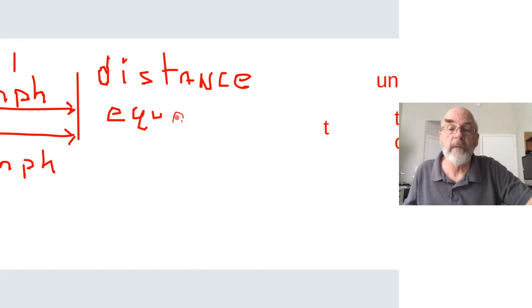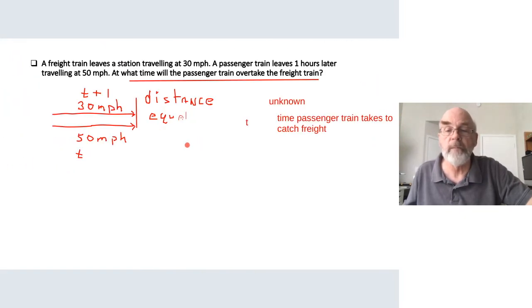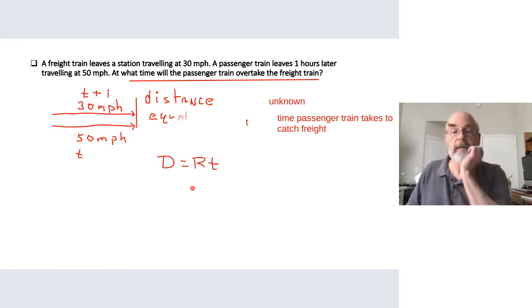Whoops. My mouse is crazy. They would be equal, like t plus 1 times 30 equals 50t? Isn't that crazy? Well, that would be true if we knew that formula. Remember, the distance is equal to rate times time, right? Do you know that formula? Yeah, but you already lined that up. You said the freight is t plus 1 hour, and it goes at 30 miles an hour. And they have to be equal, right? I think you've got the idea. Yeah. And that's exactly it.